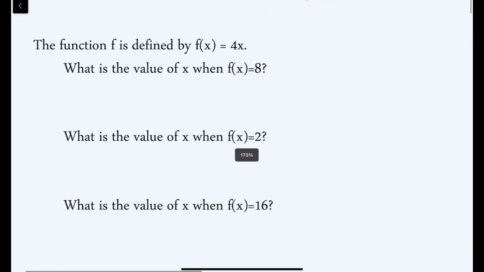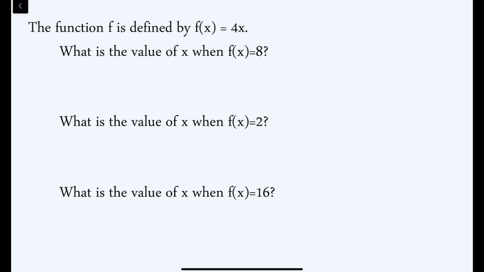If the function f is defined by f of x is equal to 4 times x, what is the value of x when f of x is equal to 8? So now they're saying y is equal to 8. Right? We said that f of x is just another way to write y. Okay, well, if y is equal to 4x, we're saying that the output after we put something into the oven is 8. So we have the oven here, right? And then the input. And what we're asking for is what's the input?